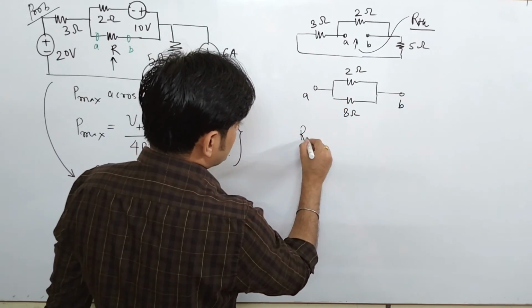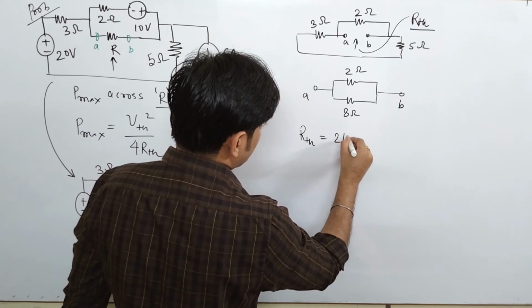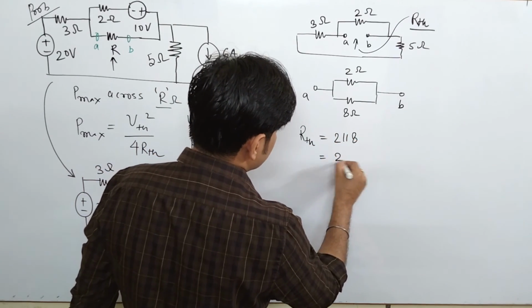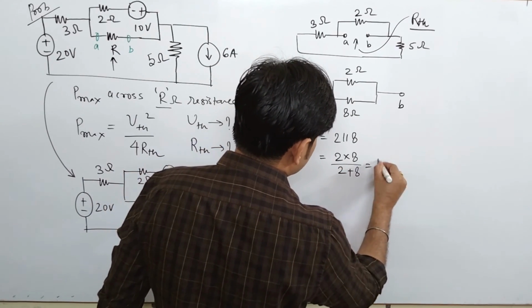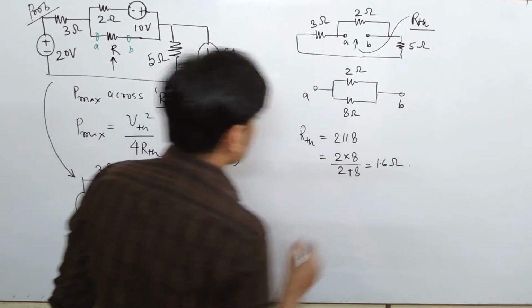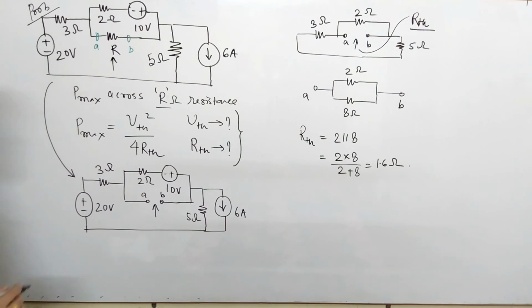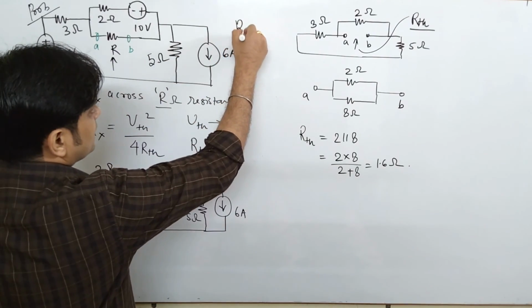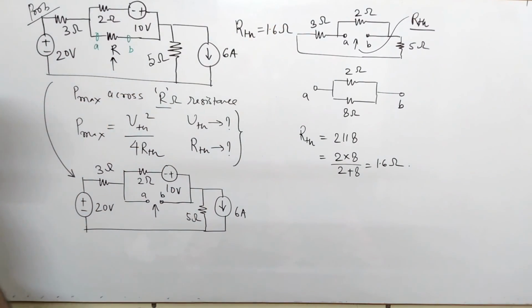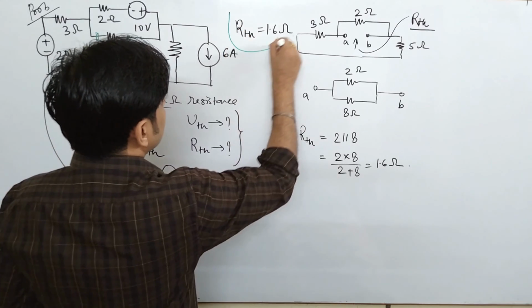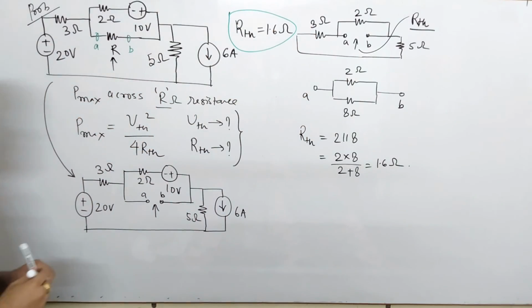So what is your RTH? RTH is 2 parallel with 8, so that comes to be 2 into 8 upon 2 plus 8, which comes to be 1.6 ohm. So you have found the value of RTH. Finally one can get the value of RTH as 1.6 ohm. Just keep this in mind. Now we have to find the value of VTH.